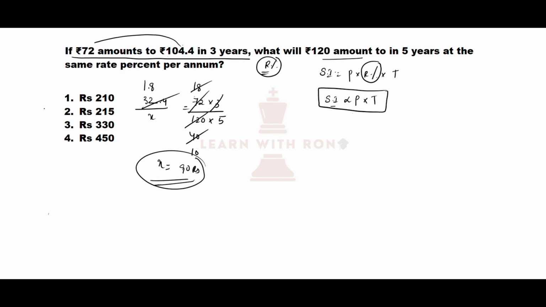So this is the simple interest. They asked us to find the amount here. So amount is nothing but simple interest plus principal. So the amount is 210 rupees, which is option number 1. Let's see our next question.